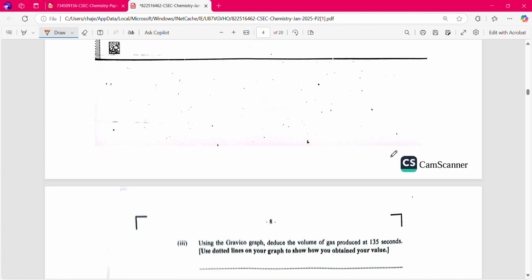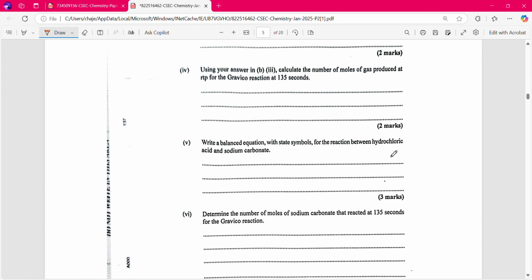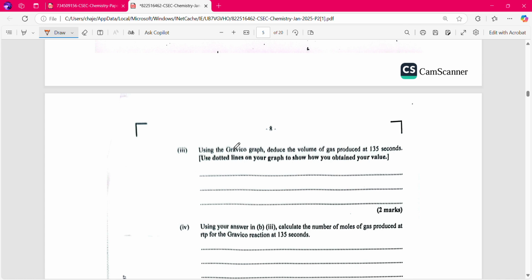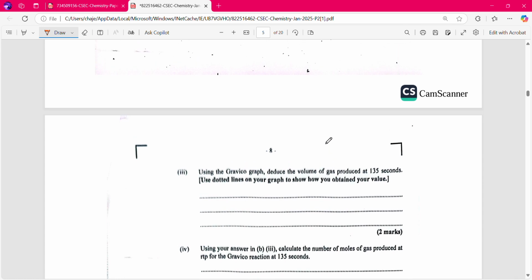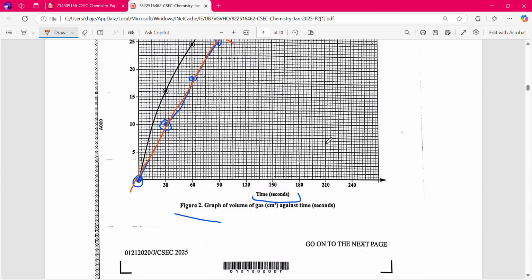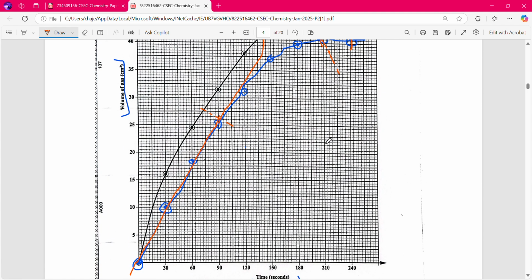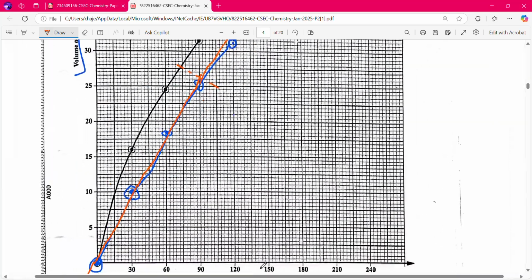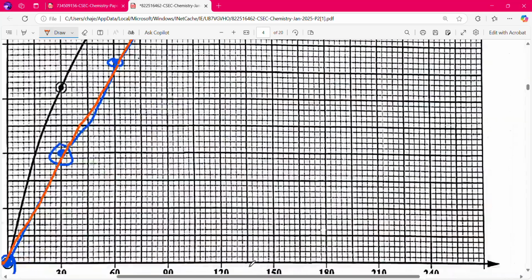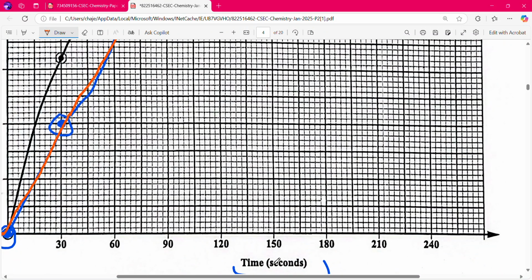Yes. So let's see if they have any questions similar to what we just analyzed. It says using the graph, deduce the volume of gas produced at 135 seconds. Show how you obtained it. So at 135 seconds, the volume of gas, 135, say it's 120. Alright. So somebody try to figure out where 135 would be, please.